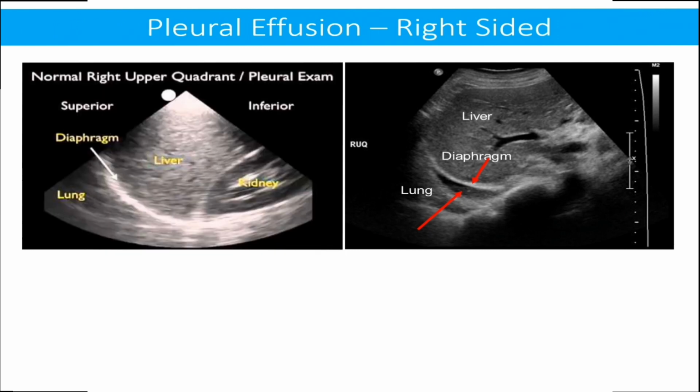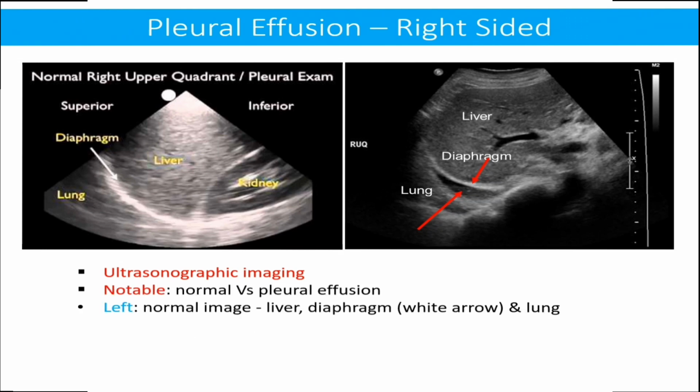Ultrasonographic imaging for pleural effusion. Notable thing is that left picture depicts normal image with liver and lungs separated by a thick line indicated by white arrow, the diaphragm. Whereas on the right side, there is a space between lung on one side and liver and diaphragm on the other side. This space contains fluid, the pleural effusion.